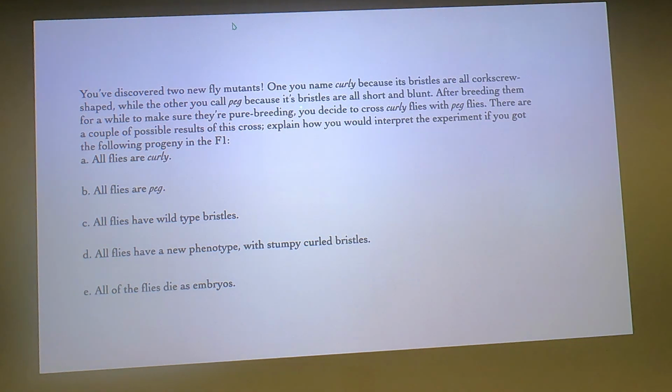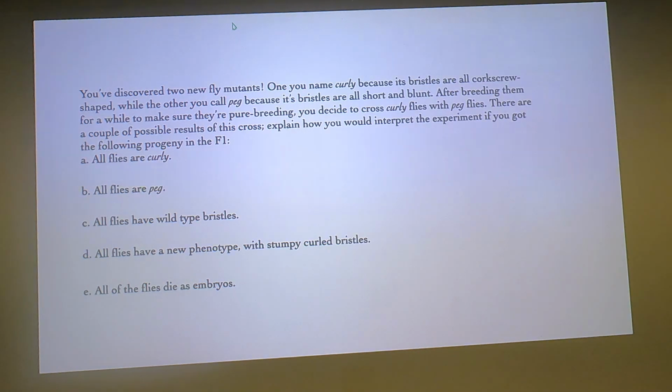And after breeding them together, you make sure that you've got pure breeding lines. And you're going to cross Curly flies with Peg flies. This is exactly like what you're doing in the lab. Remember, in the lab you're crossing scarlet by brown. Just substitute in Curly and Peg. And we're asking what is going to happen. Now in this case I'm saying, how would you interpret the experiment if you get the following results? So this is 1, 2, 3, 4, 5 different possible results.